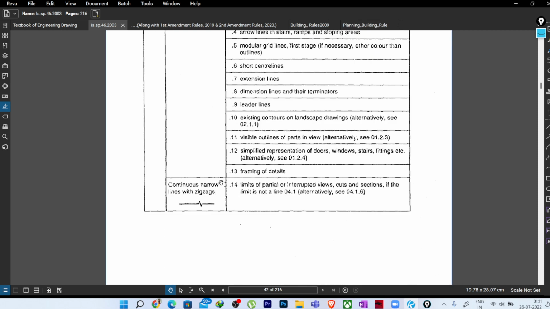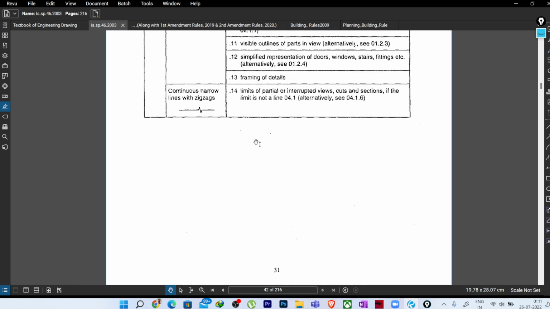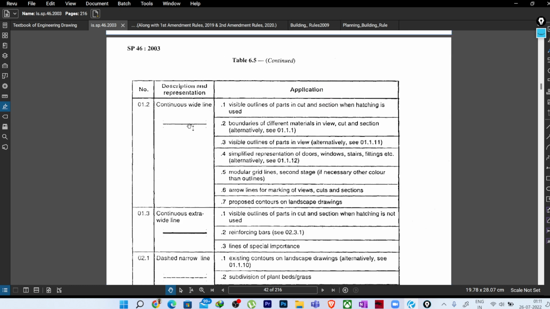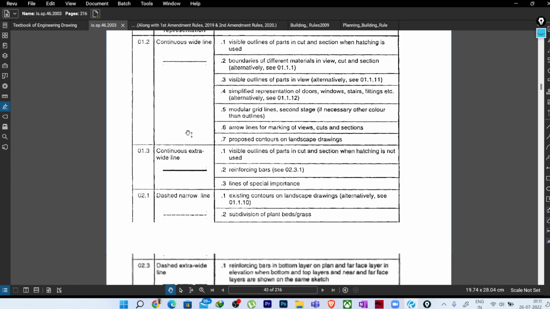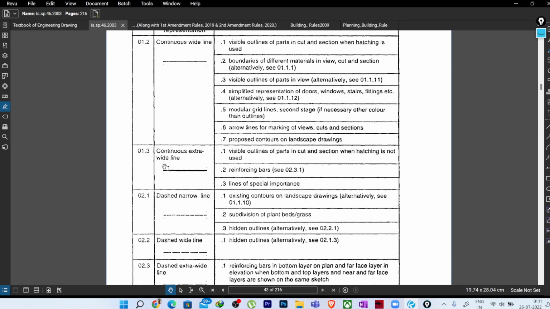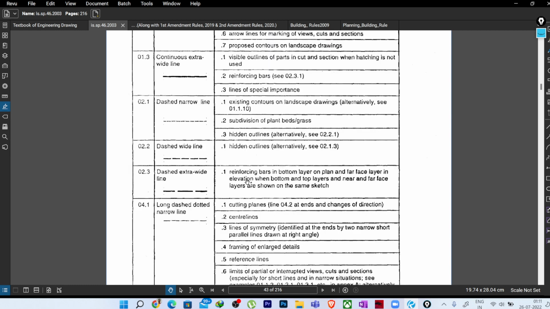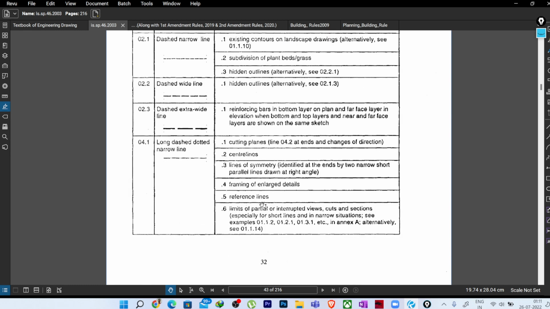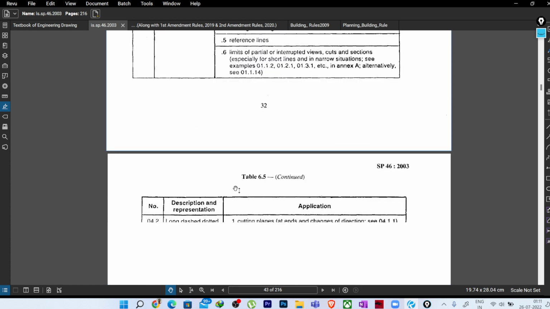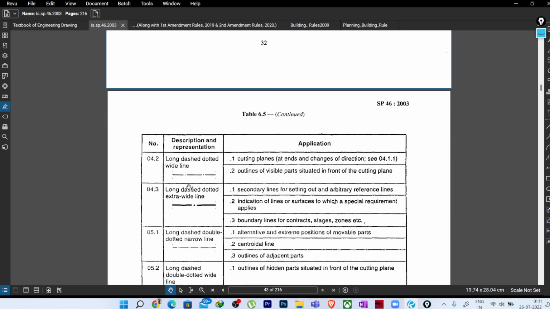Then you can see continuous narrow lines with zigzag. What is the use there? Continuous wide lines. Wide line means the thickness will be a bit higher than the previous one. Then continuous extra wide lines, for reinforcement bars, lines of special importance, then dashed lines. What are the uses of these lines? It is also written in SP46, and you can easily read it from here, so that's why I'm not explaining here. You can have a look at this so that you have an idea while using these lines on our drawing.